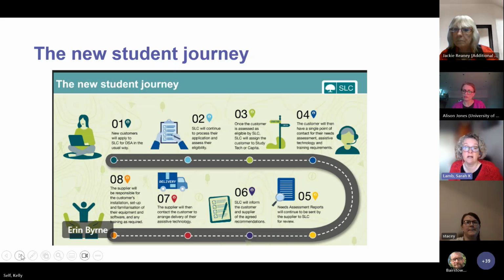So you'll apply as you apply for your student funding, and then Student Finance England will look at your application and work out if you're eligible, and then you'll be provided with a needs assessment, and then the journey will continue to get equipment.